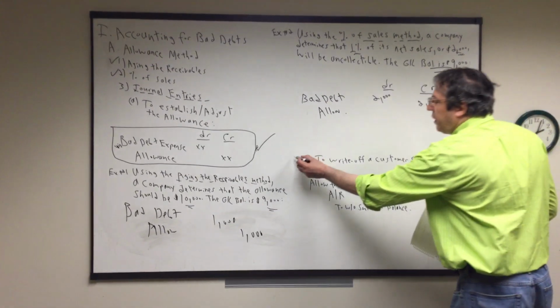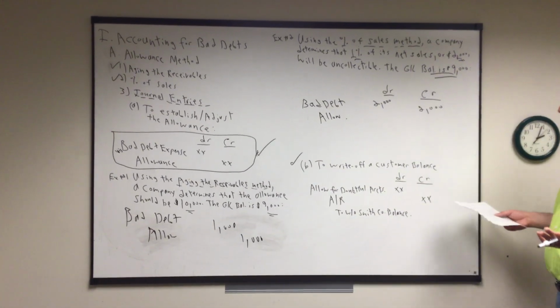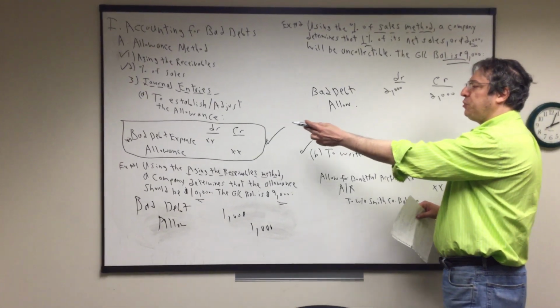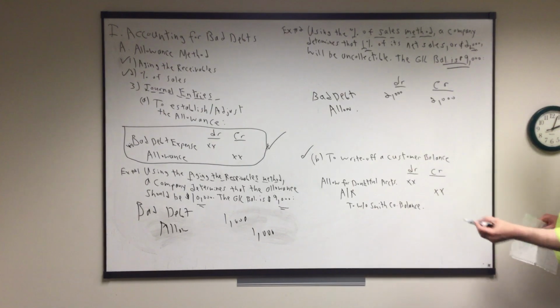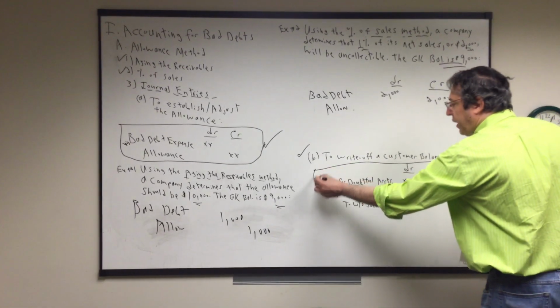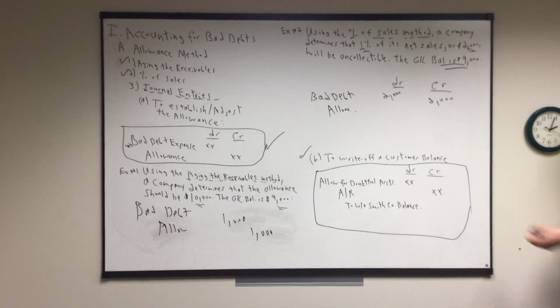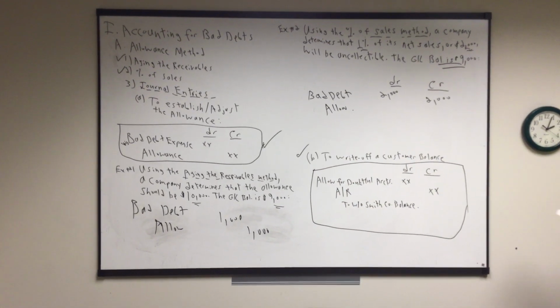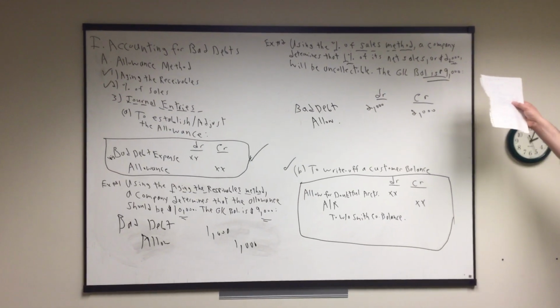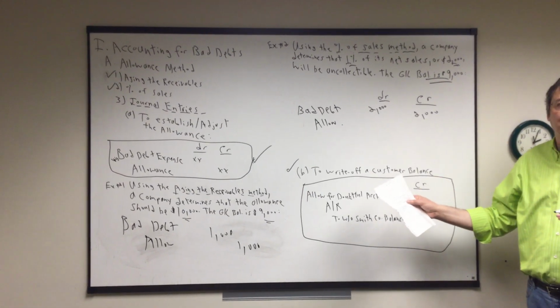All right, so under the allowance method, we have two journal entries we need to know. One of them is to establish or adjust the allowance, which is debit bad debt expense, credit the allowance. And the other one is if you need to write off a customer account. In that case, we're going to debit the allowance for doubtful accounts and credit AR. So those are the two journal entries associated with the allowance method. And you see how they may differ based on the percent of sales versus the aging of receivables approach.